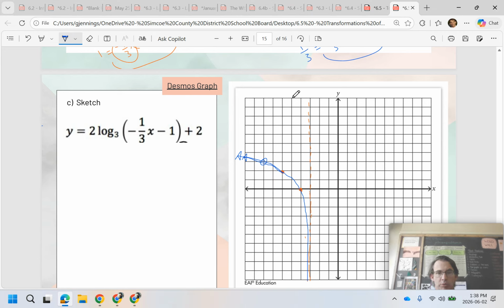Okay. And then label your points. So this is x equals -3, -4, 0, and -6, 2.